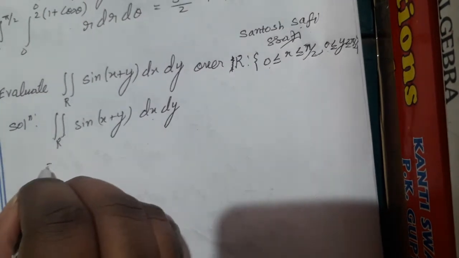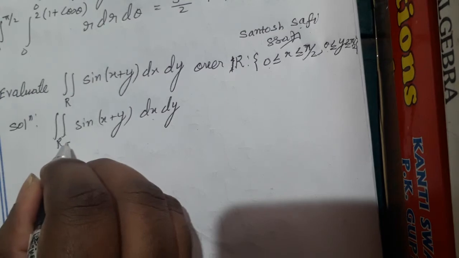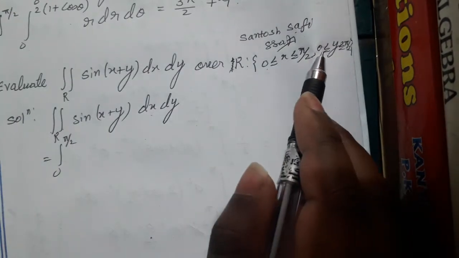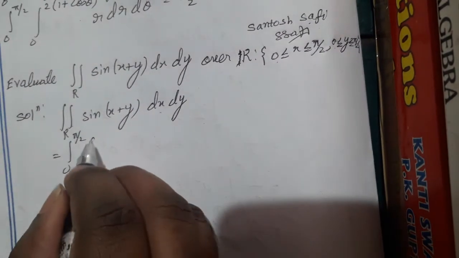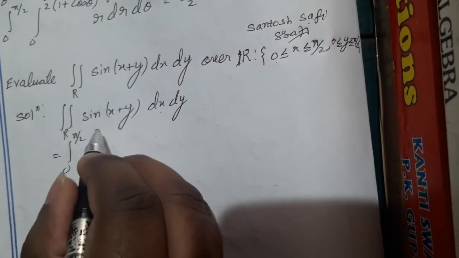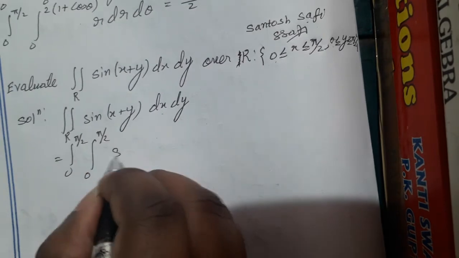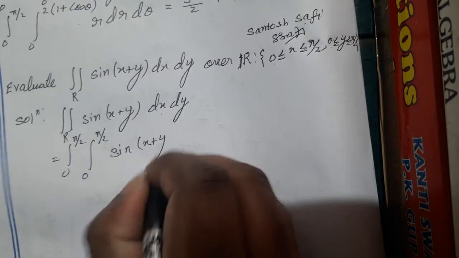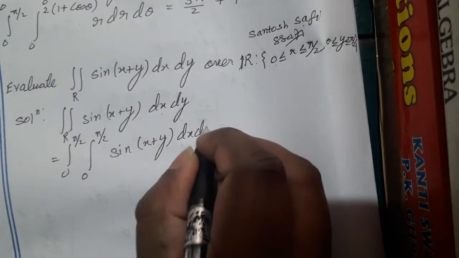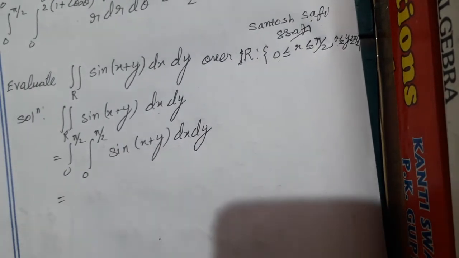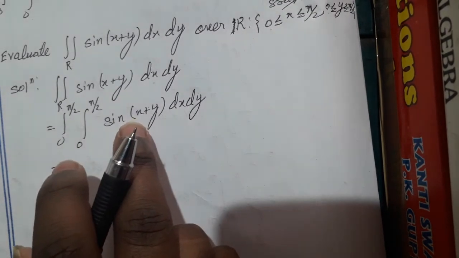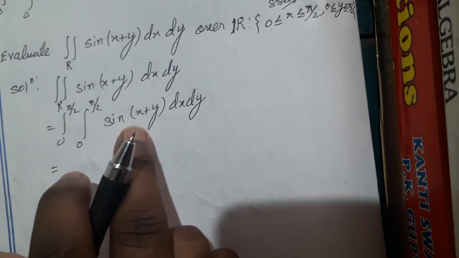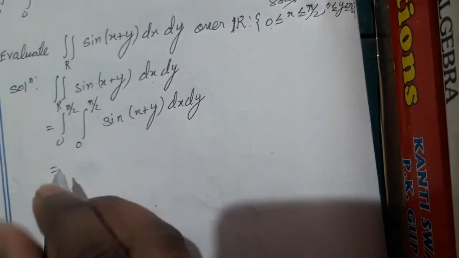So you'll have here 0 to pi by 2, this is for y. Here we have the range 0 to pi by 2. And the second one is for x, so that is also 0 to pi by 2, of sine x plus y dx dy. So we have this. We'll try to integrate this first with respect to x.